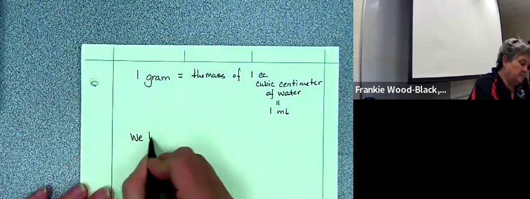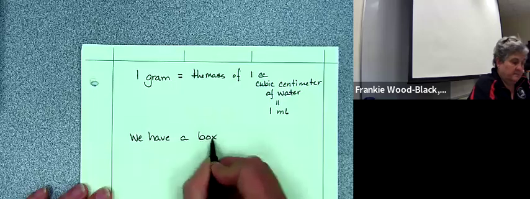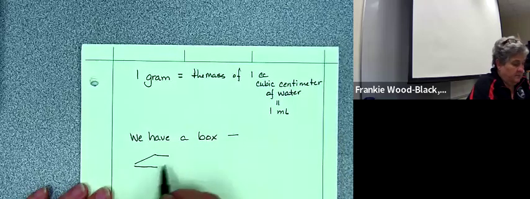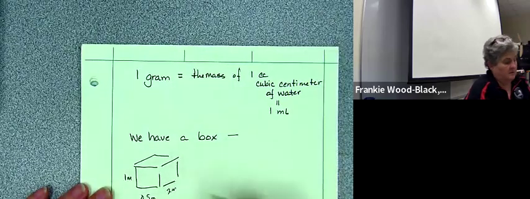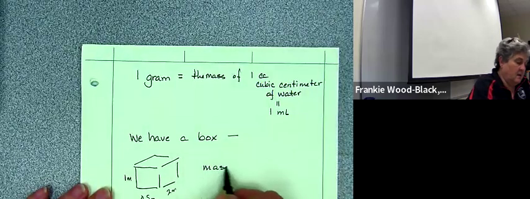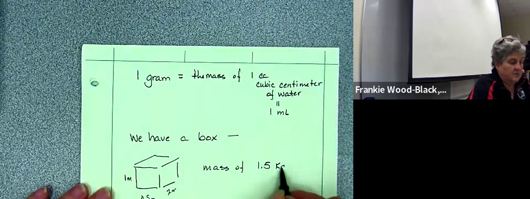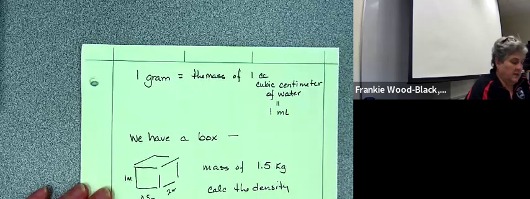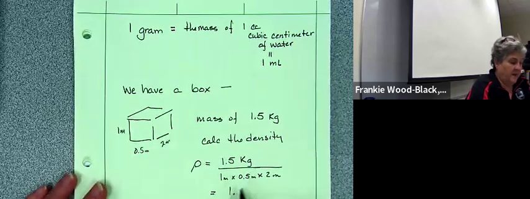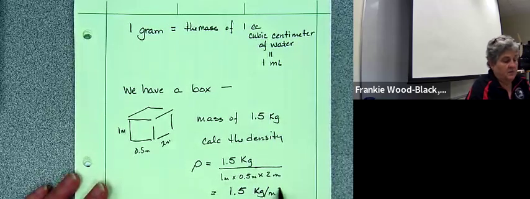So we have a box. And our box is 1 meter tall, 0.5 meters wide, and 2 meters long. It has a mass of 1.5 kilograms. We want to calculate the density. Well, density is equal to the mass divided by the volume, and I've got 1 meter times 0.5 meters times 2 meters, and that's going to give me 1.5 kilograms per meter cubed.